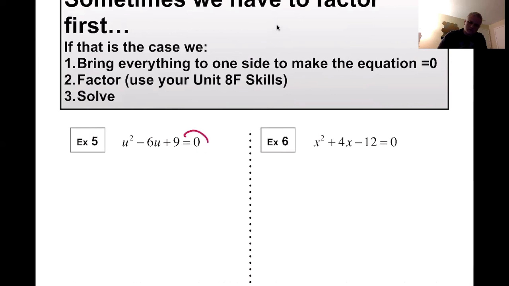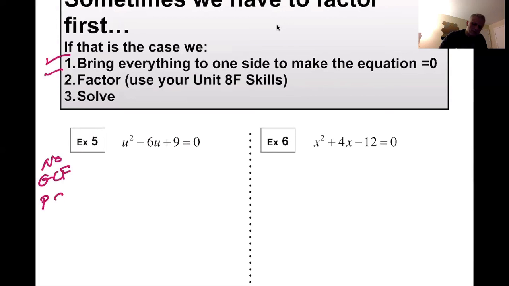First off, is there equals 0? Yes. Second, now we're going to try to factor and use our 8f skills. So, is there a GCF? No GCF. I'm just going to write over here no GCF so I remember that I didn't divide it out. There's no GCF. So now what am I going to do?